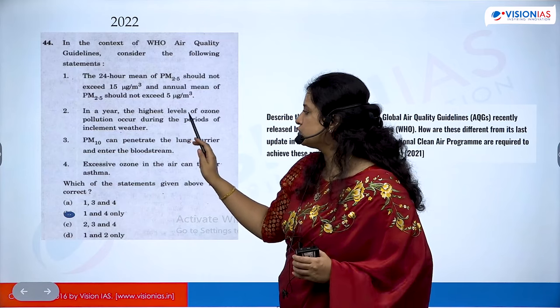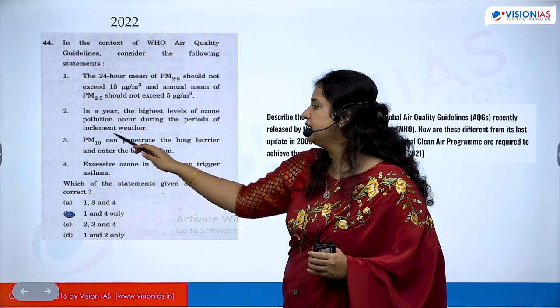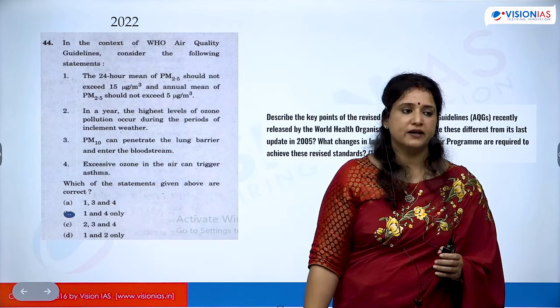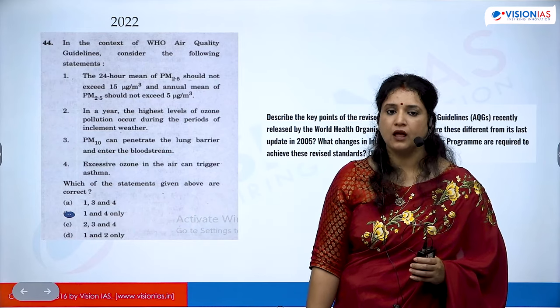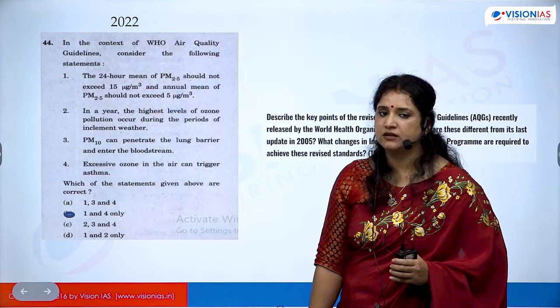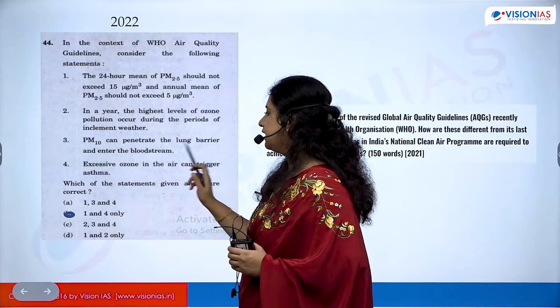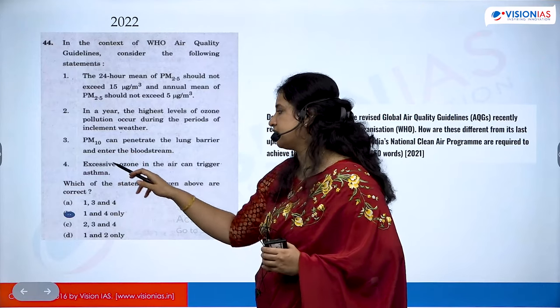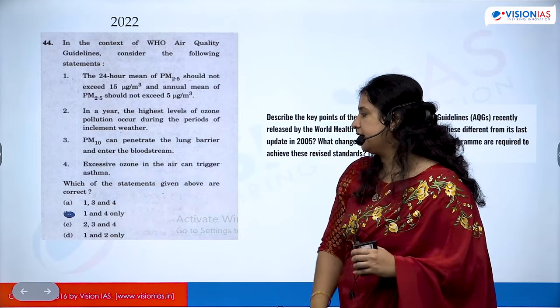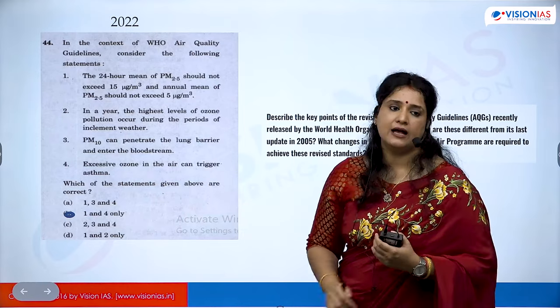Highest level of ozone occurs during periods of inclement weather. What is inclement weather? Sunny? Okay, find out anyway. PM10 can penetrate the lung barrier and enter the bloodstream. Excessive ozone in the air can trigger asthma.